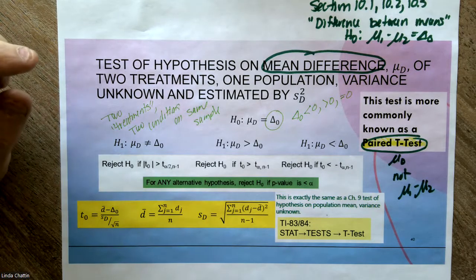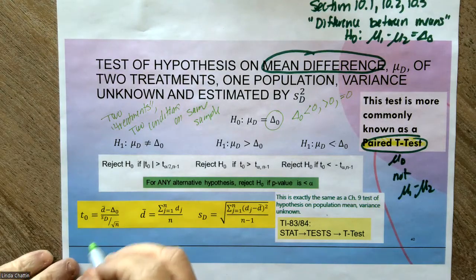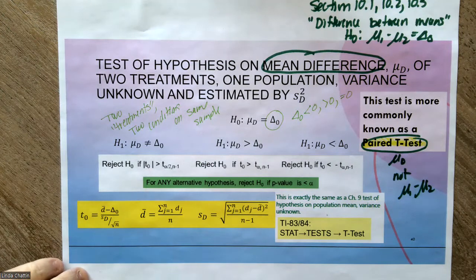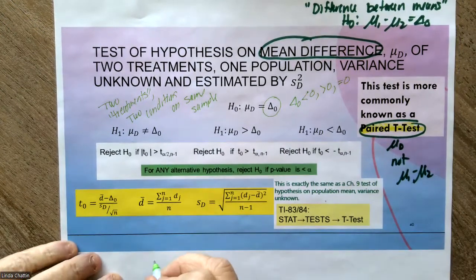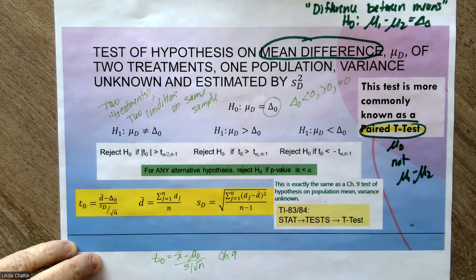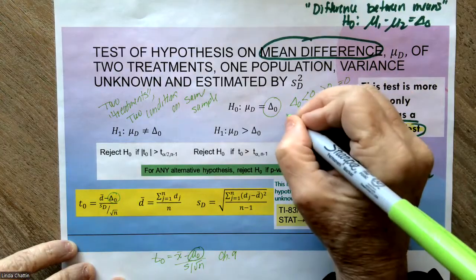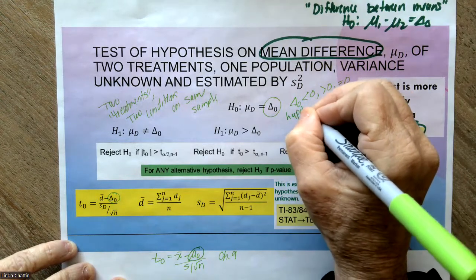You might recall that in chapter 9 of the text, we did a test statistic that was very similar to this one. In chapter 9 it was t naught equals x bar minus mu naught divided by s divided by radical n. What you'll notice here is we're going to have something very similar. Remember that in chapter 9, mu naught was the hypothesized mean. This here is going to be the hypothesized difference.